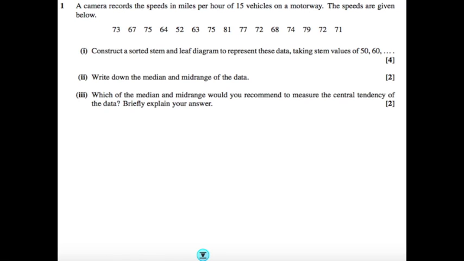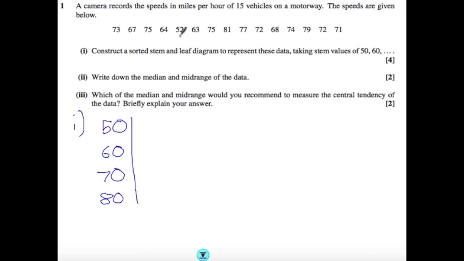So question 1. A camera records speeds in miles per hour of 15 vehicles on a motorway, and they've given us the speeds below. First question, construct a sorted stem and leaf diagram to represent these data, with stem values 50, 60, and so on. So to start, let's think about our stems: they're going to go from 50 up to, it looks like, 80.